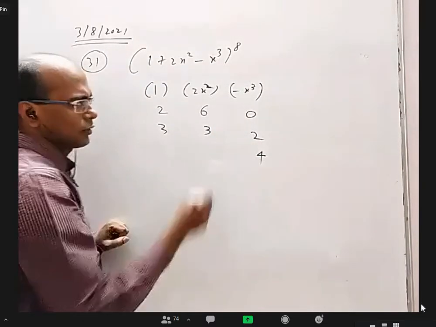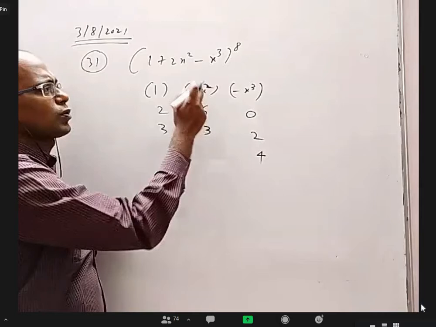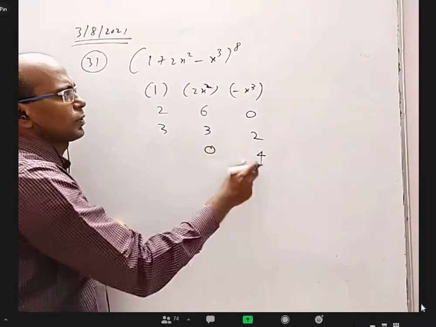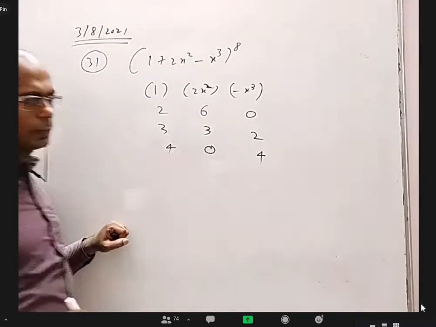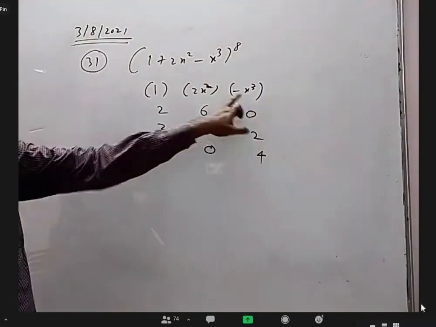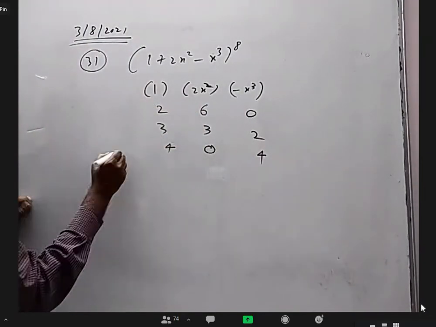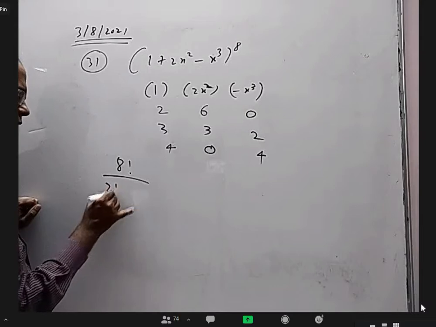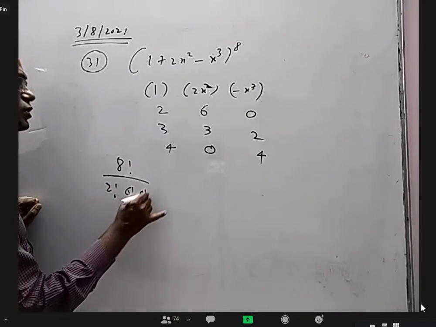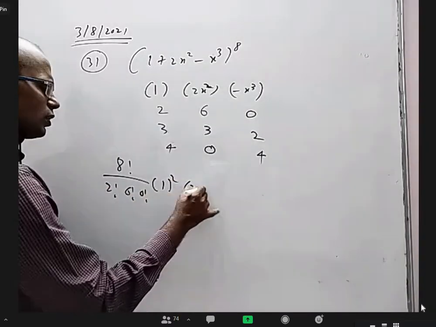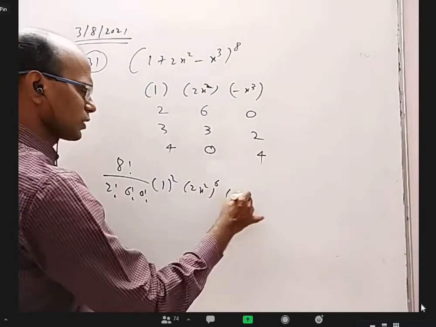When I take 4 here, this is already x power 12. I don't want this x, I'll take power 0, but total power should be 8, so I have to take power. So if I want to take power 0 here, power 6 here, power 2 here, what is the coefficient? 8 factorial by 2 factorial, 6 factorial, 0 factorial, 1 whole square, 2x square whole power 6, minus x cube whole power 0.